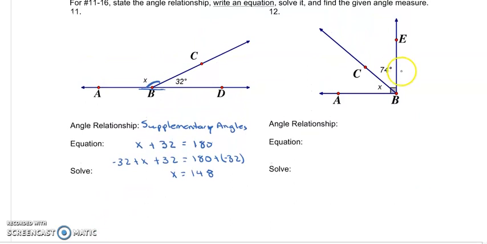All right, let's look at our setup for the next one. So this time I see that I get a nice corner here, or right angle, which means that these two angles have to add up to 90 degrees. That makes these complementary angles. And let's try to practice spelling this correctly. Complementary angles. So I know that the first angle plus the second angle is going to give me 90 degrees. All right, pause here and solve it for me, please.